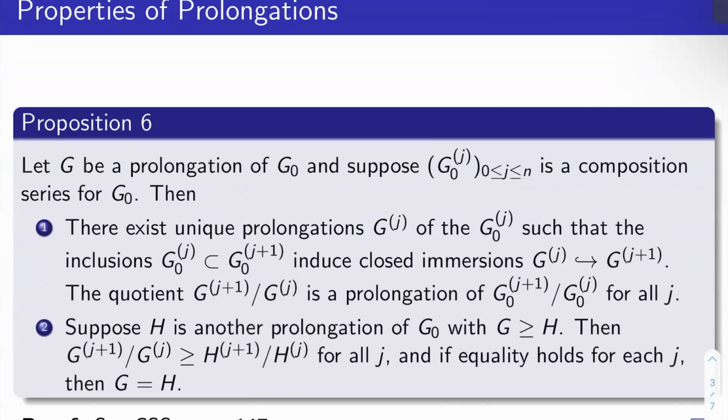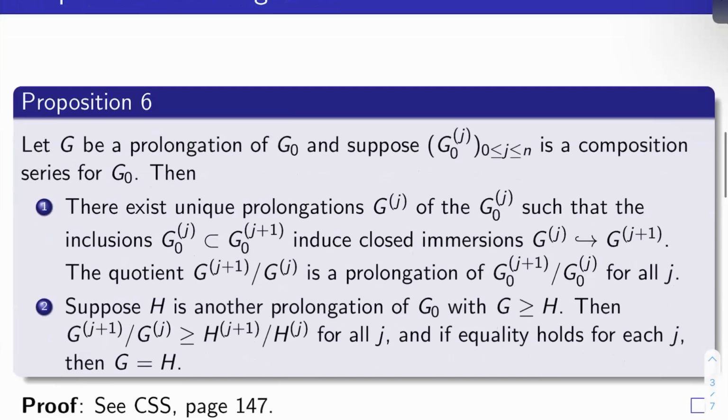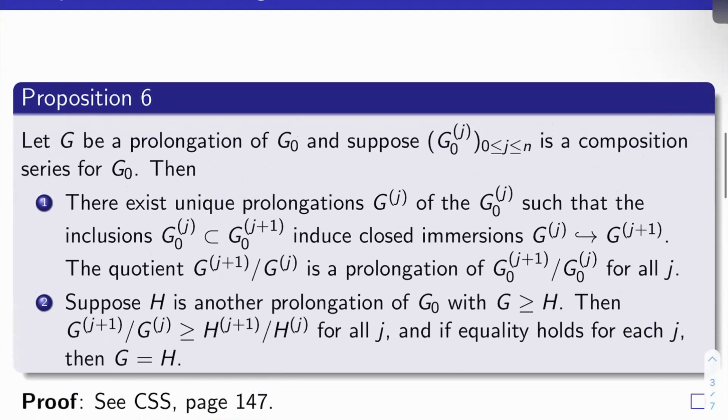Okay, so let's look at some basic properties of prolongations with respect to this whole Devissage thing. So basically, induction plus the above discussion allows you to prove the following, which is done on CSS page 147. This is called proposition 6 in my notes. We'll let G be a prolongation of a fixed finite K group scheme G0, and we'll take a composition series for G0, and we'll call that series G to the J sub 0, where J runs from 0 to n. So we're taking G0, we're thinking of it as like G0 to the n, and we're taking a chain of simple finite subgroup schemes of it in descending order. That's what's going on here. It's the same thing as a composition series from your algebra class.